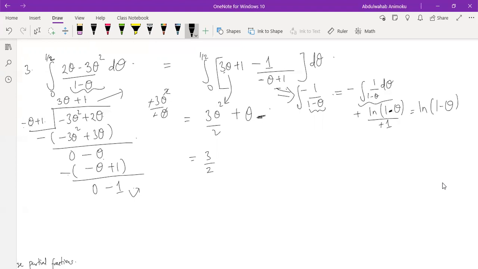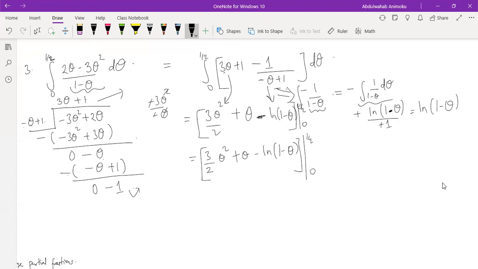So we can just bring it here. This is just ln 1 minus theta. So this is the integral of this. Okay, so let's quickly write this in the last. And remember, don't forget that we have to evaluate this from 0 to 1 over 2. So I need to also write here 1 over 2, 0. Okay.